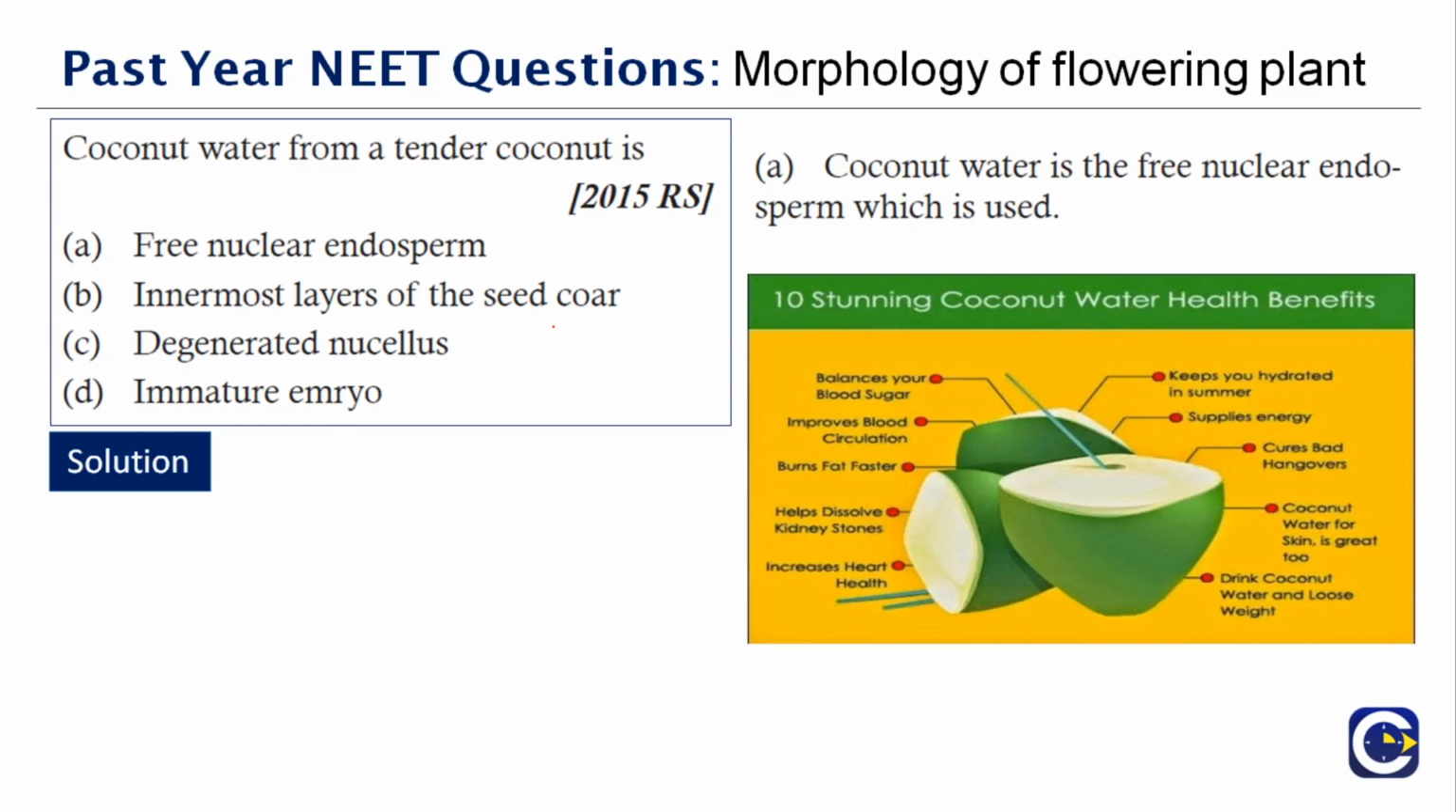Okay, so you have a picture which shows the 10 stunning coconut water health benefits. It balances your blood sugar, it burns fat faster, it helps dissolve kidney stones, increases heart health, keeps you hydrated, supplies energy, cures bad hangovers. Coconut water is good for skin, and drinking coconut water will help you lose weight. So these are some of the extra benefits. I thought it will be extra information for you to go through. Therefore, the right answer is option A.